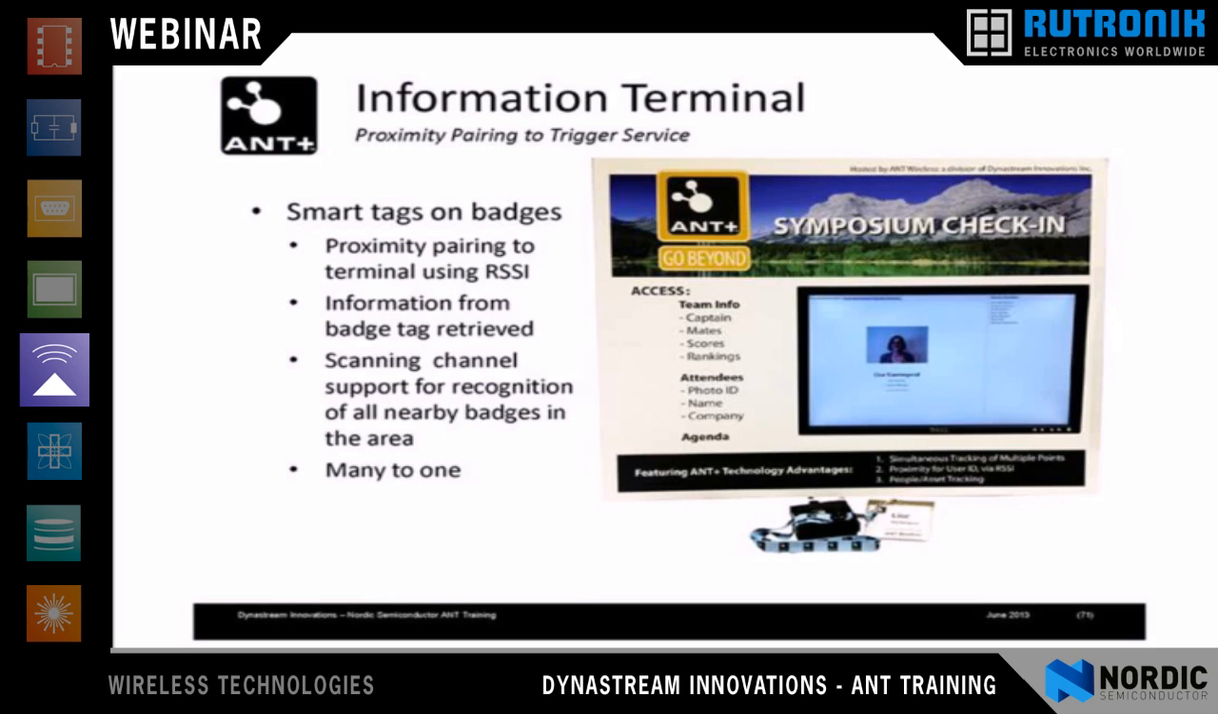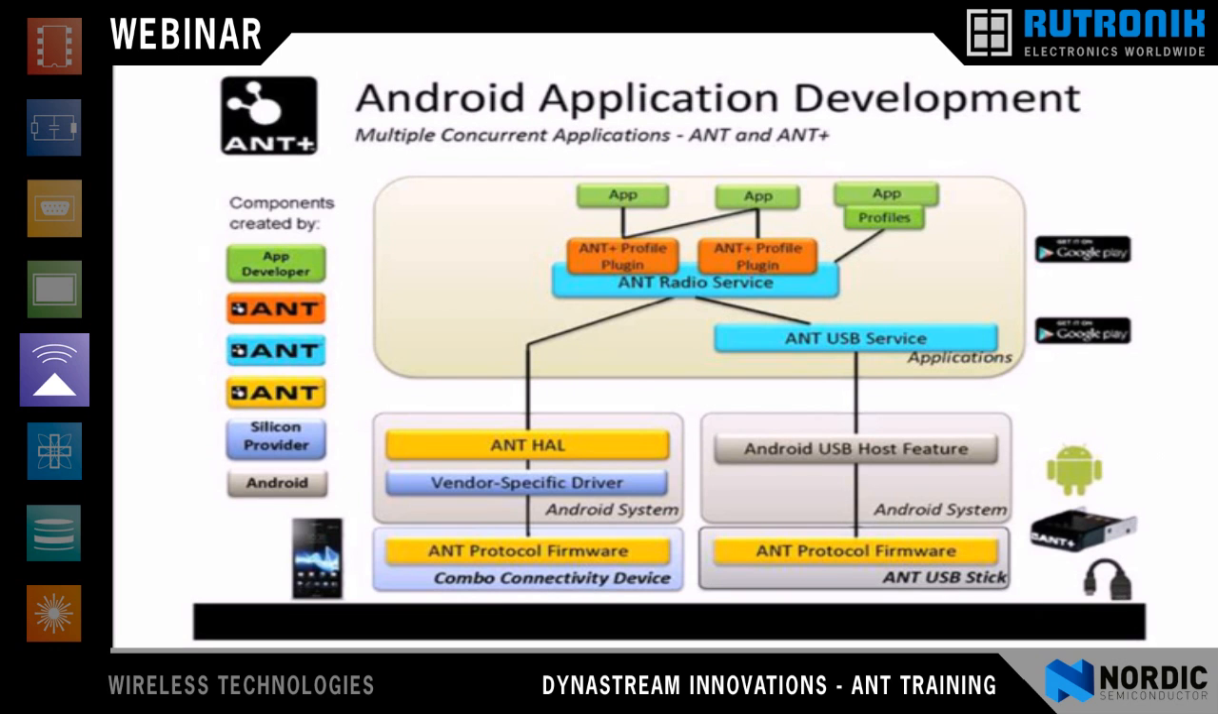Information terminals at point of purchase. We use these at our annual symposium, so all of the attendees get a little beacon that's a commercially available product, and it allows them to see their status in the events throughout the symposium and who their teammates are just by walking up to a PC terminal. You could use that same concept in a retail environment.